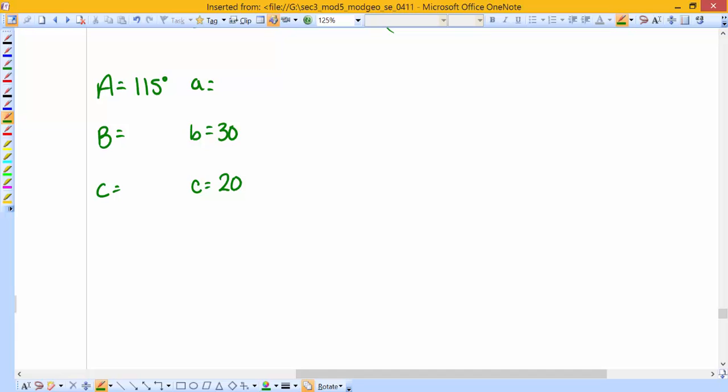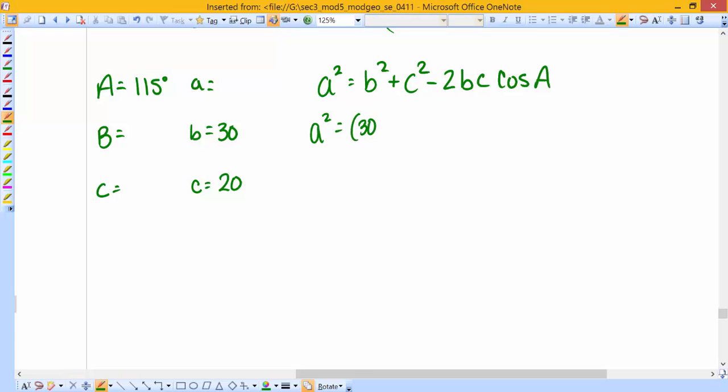So now I need to decide which law of cosines formula I am going to use. You base this decision on the angle you are given. Okay, we'll have gone over this in class. Based on the angle you are given, since I'm given angle A, I am going to use a squared equals b squared plus c squared minus 2bc cosine of A. It's based off the angle I am given. Now it's just a matter of plugging in. I don't know a squared. I know b, b is 30. I know c, c is 20.